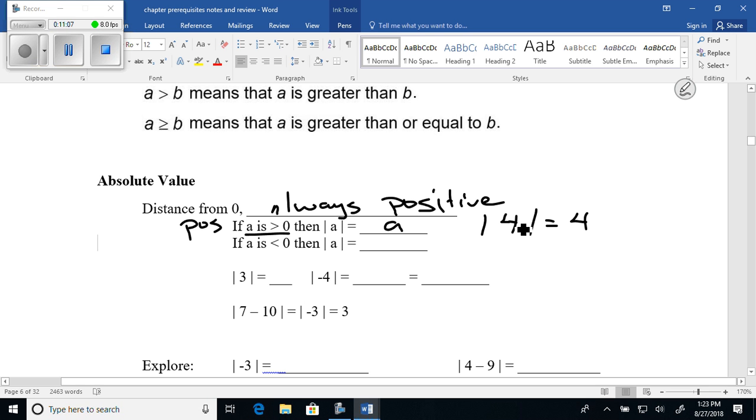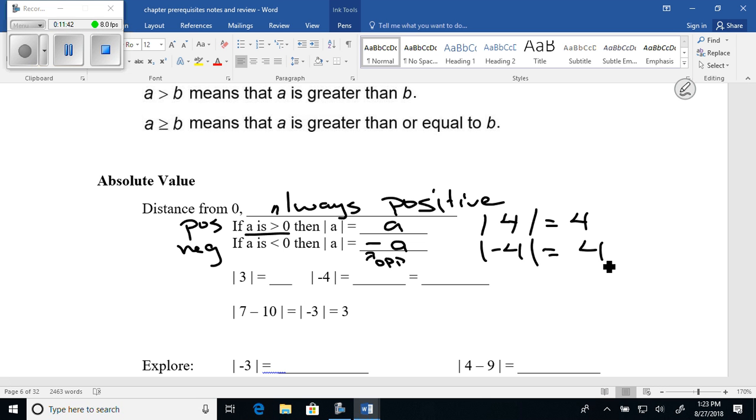Okay, now A is less than 0. What kind of number? Negative. So this is a negative number. Now, when I take the absolute value of a negative number, what do I get? The positive number. I get the opposite of A. This means opposite, not negative. Okay, so give me an example. Absolute value of negative 4 equals 4. Because I'm getting the opposite of negative 4. Good?